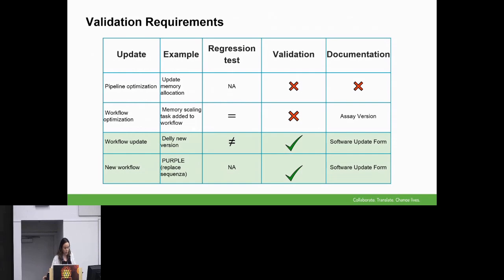And the last 2 are examples that would require a validation study. So if we do an update to our pipeline, for example, updating the version for Delly, usually that would mean the regression test would change. So we know for sure we want to validate this change. And introducing a new workflow would require a more in-depth study. For example, we recently introduced PURPLE to replace Sequenza. And this would definitely require validation. And I added a column here to also show that we need to update our documentation anytime that we update the pipeline.